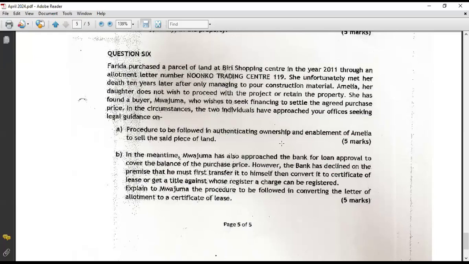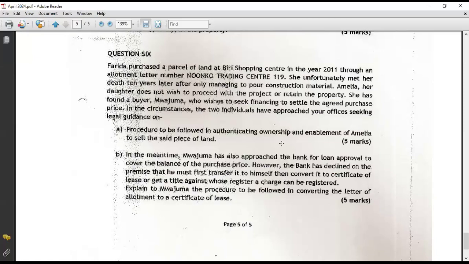So I had tried to research this question, so I'll make an attempt. First, when a letter of allotment is issued, it does come with conditions. From the story given, it is not clear whether Farida did write an acceptance of offer to the National Land Commission. So that's the first step, to ensure that one does that and then commits to fulfill the conditions set out in the letter of allotment.